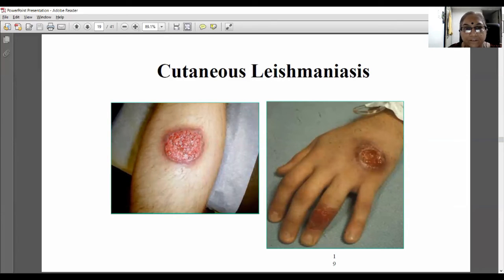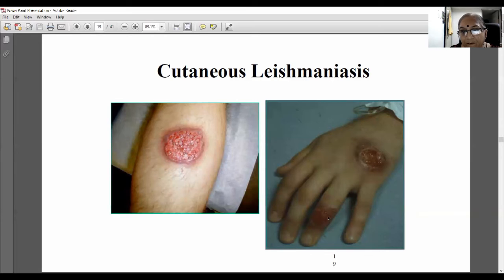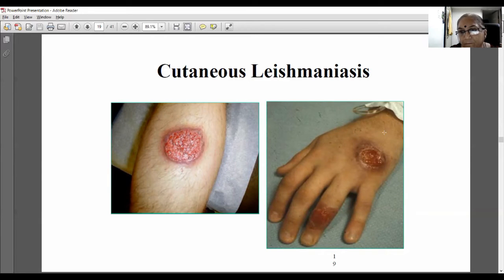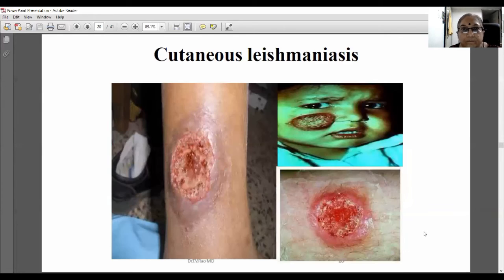So this is cutaneous leishmaniasis. See here on the hand. It is concerned only with the skin. Ulceration is there. So here again, all ulcerations.